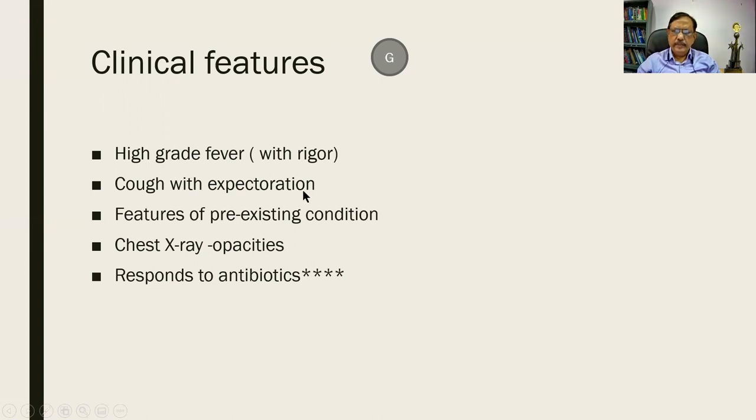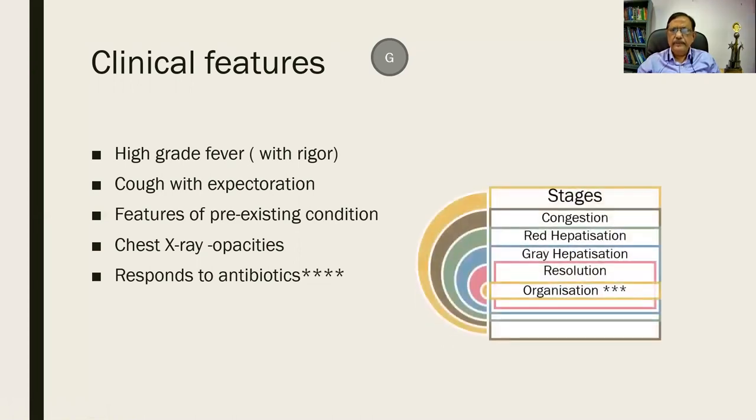He has a cough with expectoration, and there is no feature of a pre-existing condition in a lobar pneumonia, and the chest will be showing an opacity involving the entire lobe, and it responds well to antibiotics. That is the advantage of a pneumonia. It responds well to appropriate antibiotics. These are the clinical features.